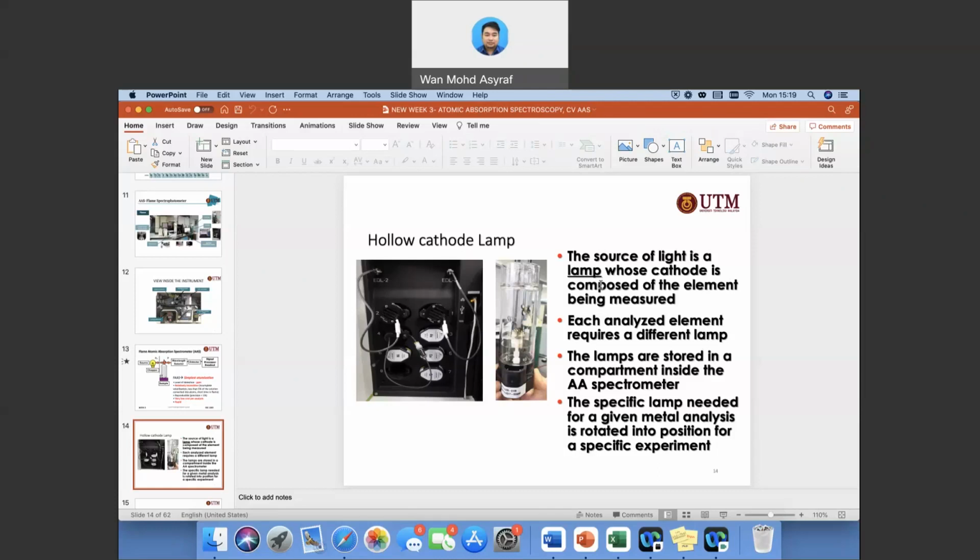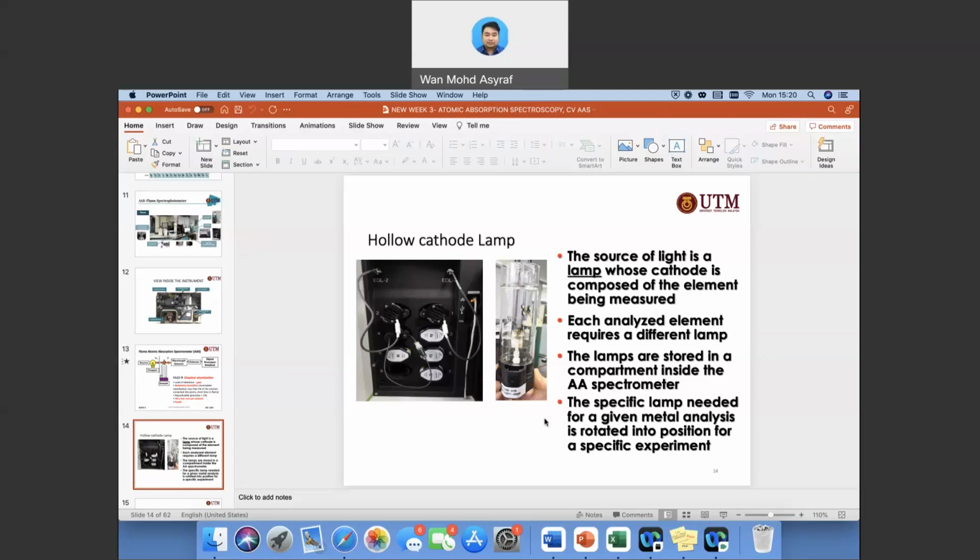Each analyzed element requires a different lamp. So this is what I said. For example, when you are trying to detect arsenic in a water sample, you need to change the hollow cathode lamp to an arsenic hollow cathode lamp. The lamps are stored in a compartment inside the AA spectrometer. The specific lamp needed for a given metal analysis is rotated into position for the specific experiment.